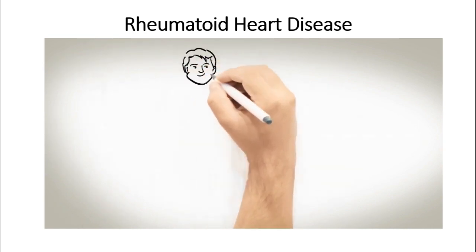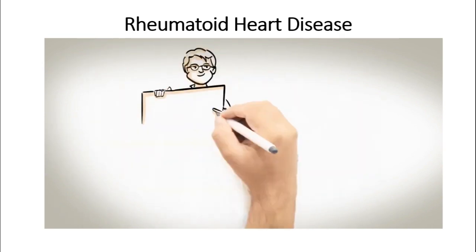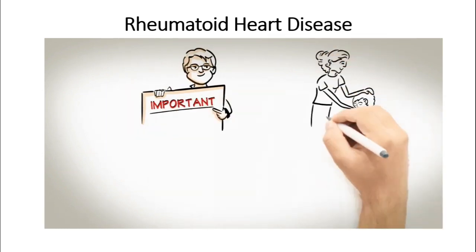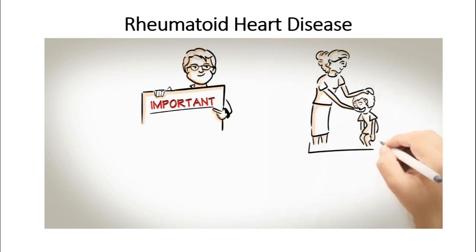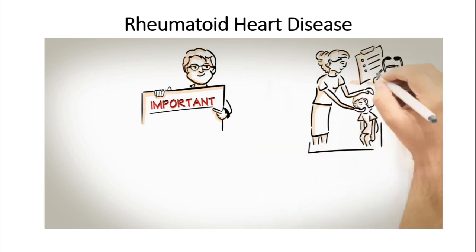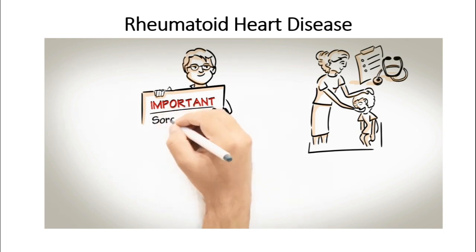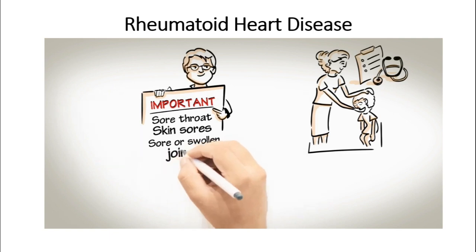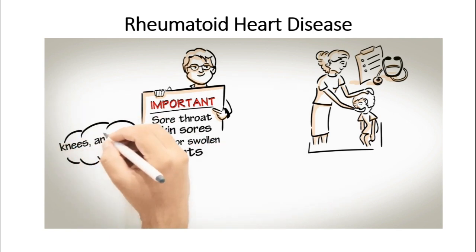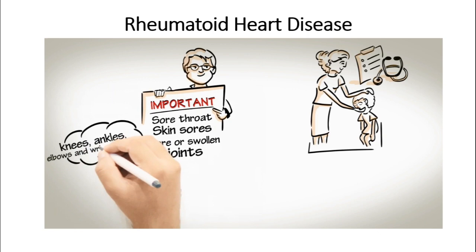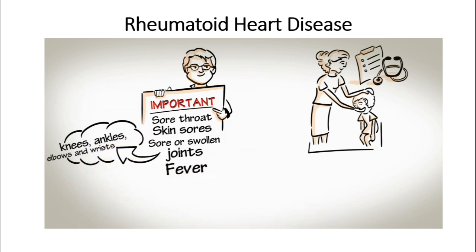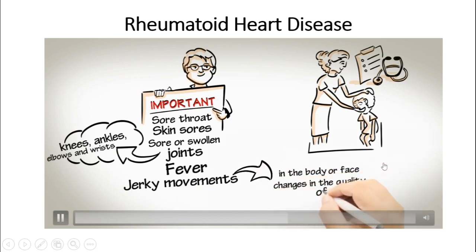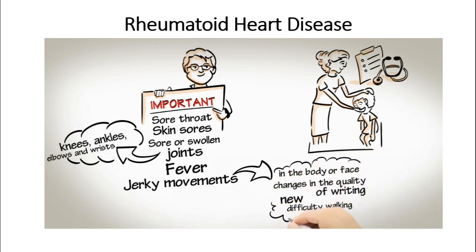Why do school staff need to know about this disease? School staff are well placed to identify children who are not well. Children with any of these symptoms should be seen by a health professional as soon as possible: sore throat, skin sores, sore or swollen joints, particularly the knees, ankles, elbows, and wrists, fever, jerky movements in the body or face, changes in the quality of writing, or new difficulty walking.